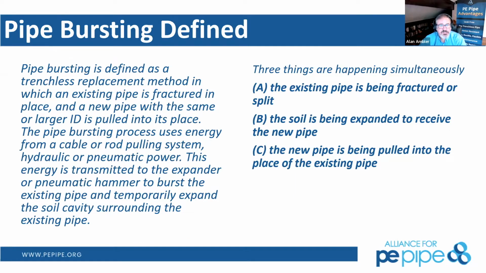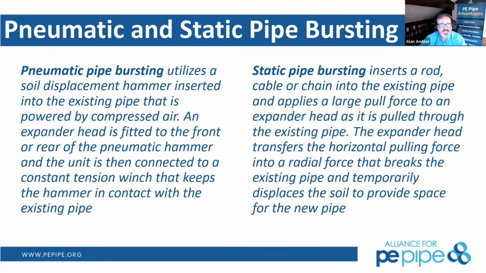So those three things happen simultaneously, and the only difference between the technologies, pneumatic and static pipe bursting, is the mechanisms by which we provide that force. Pipe bursting is the only trenchless rehabilitation method that can put back a larger OD than the existing pipe that we have. So this isn't new installation of a pipe. This is a rehabilitation of that existing pipe.